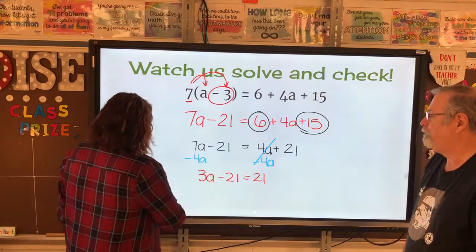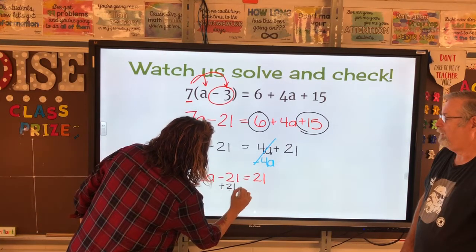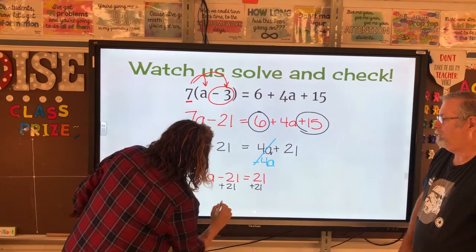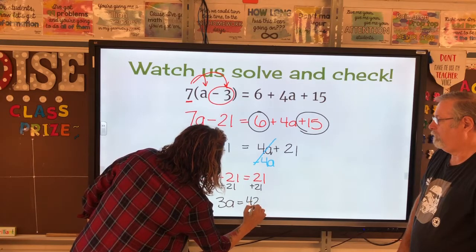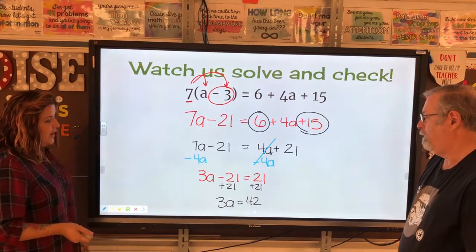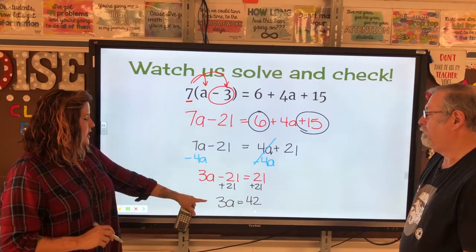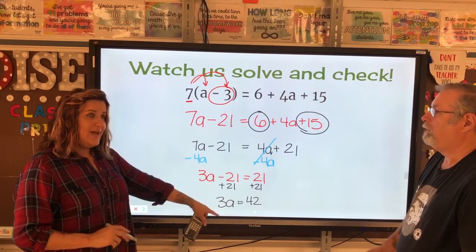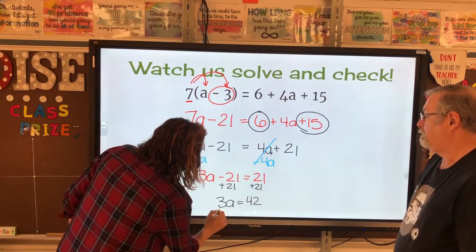So now I'm going to do the opposite of minus 21, and I'm going to add 21 to both sides. So now I have 3a equals 42. And I'm so close, I'm running out of room, but that's okay. Now I'm on my last step. I did my add and subtract, and now it's multiply or divide. 3a is 3 times a, so all we have to do is the opposite. The opposite of multiply is divide.